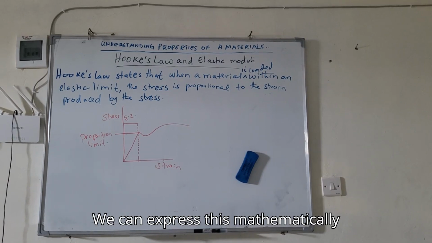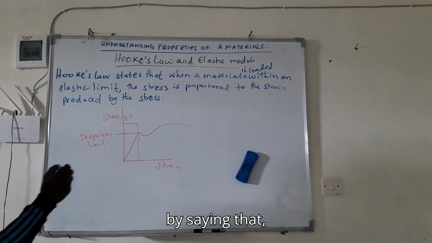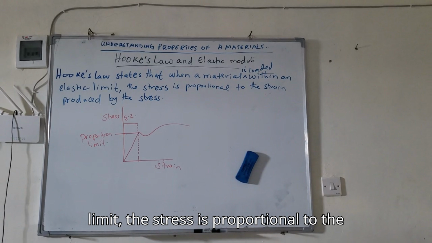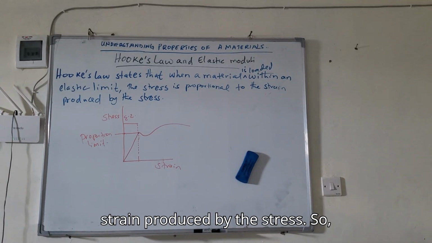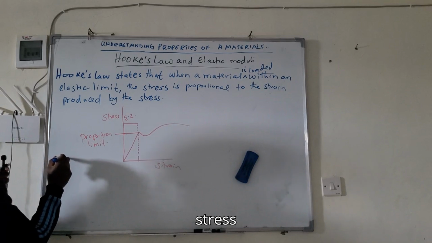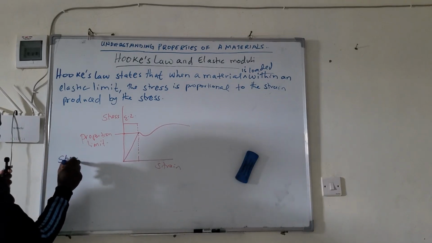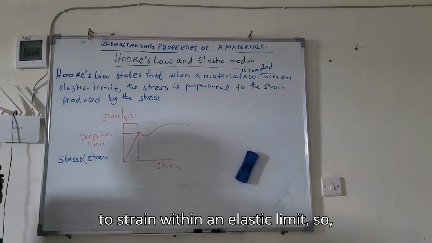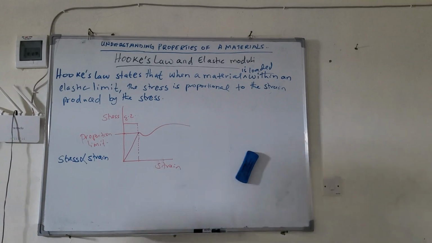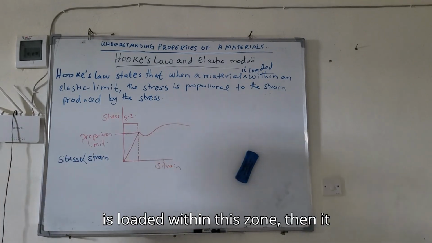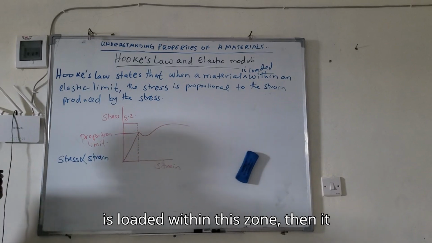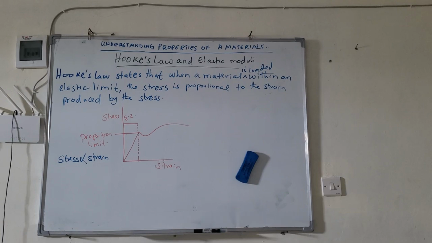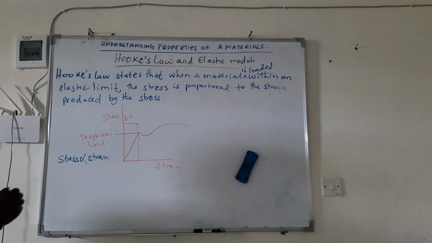So we can express this mathematically by saying that if a material is loaded within an elastic limit, the stress is proportional to the strain produced by the stress. So stress is directly proportional to strain within an elastic limit. So this is an elastic zone. If a material is loaded within this zone, then it means the stress is directly proportional to the strain.